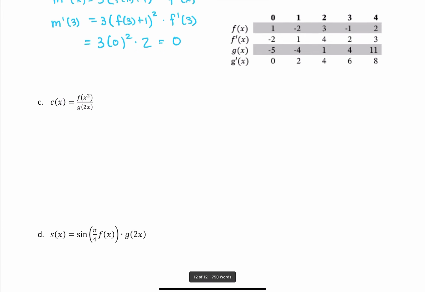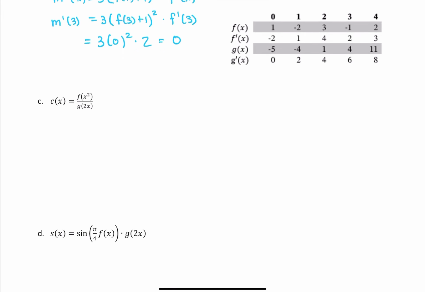Option C, or letter C. We have c of x is f of x squared divided by g of 2x. And I'm sorry, I didn't put what we need to do. We're going to say find c prime of, we'll go with 1.